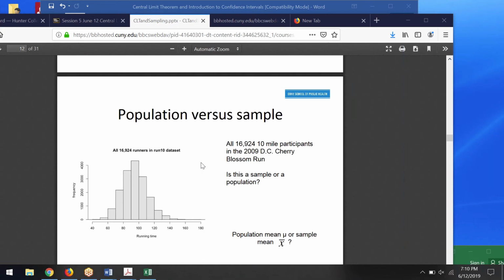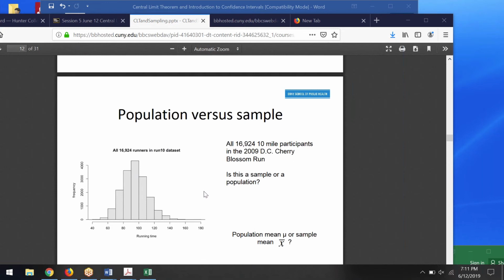Anybody want to hazard a guess? Well, this is a population, correct? We're looking at all of the people. The highest bar represents over 4,000 people, right? And the time looks like it's between 90 and 100 minutes to complete this 10-mile run. Some people completed it much quicker, but very few. Some people took much longer, but very few. Most of the people are clustered around in the center. This is typical of a normal distribution.